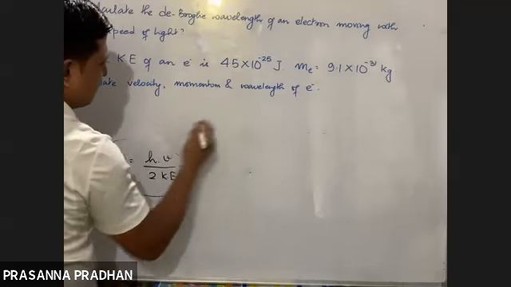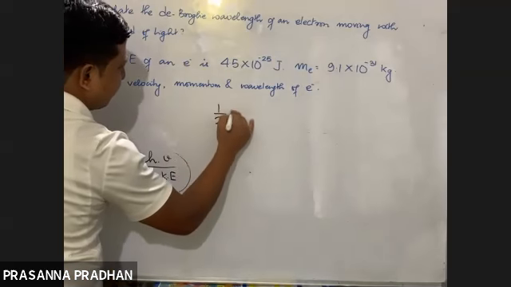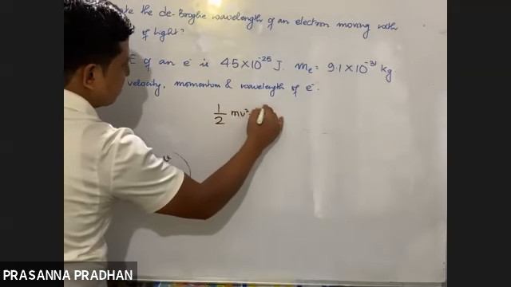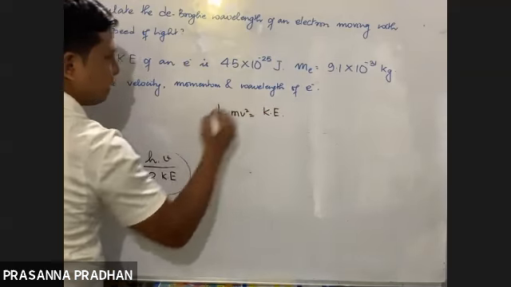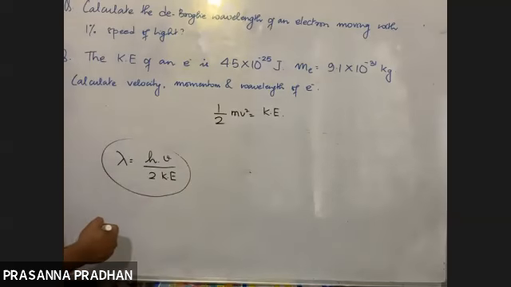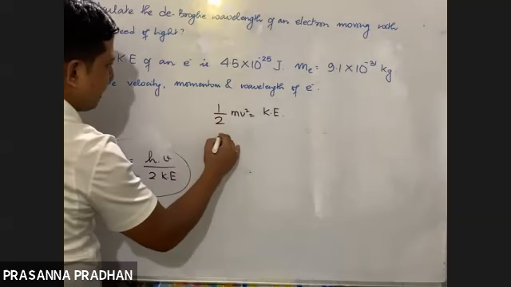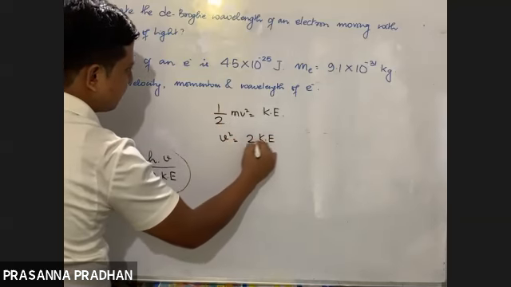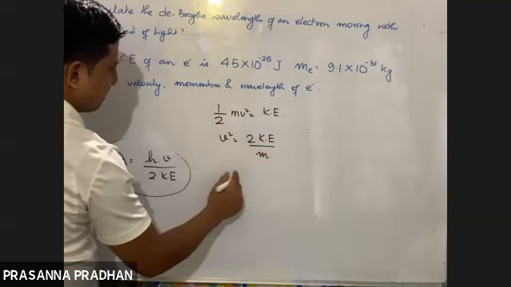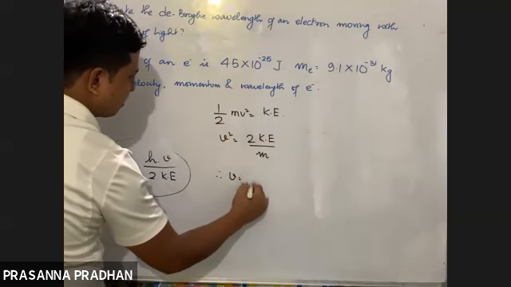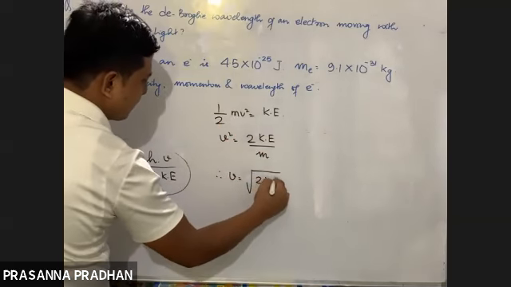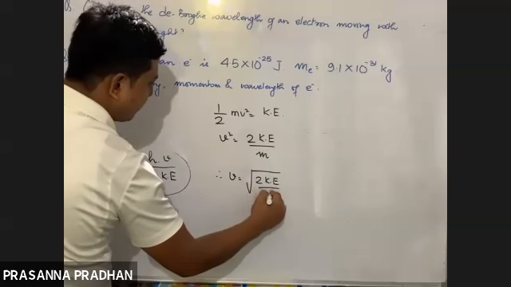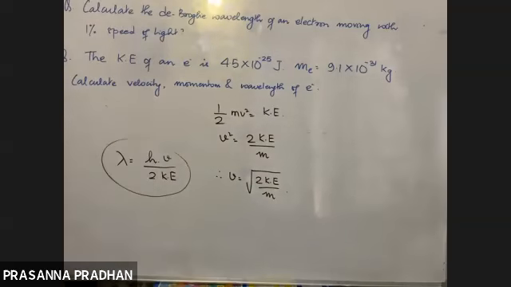Very simple. Half mv square is equal to kinetic energy, right? Now, v square equals twice kinetic energy by m. So therefore, what is v? V will be equal to square root of twice kinetic energy by m. Can I write like this? This is the simple kinetic energy equation related to your velocity. Chalo, now let us do.